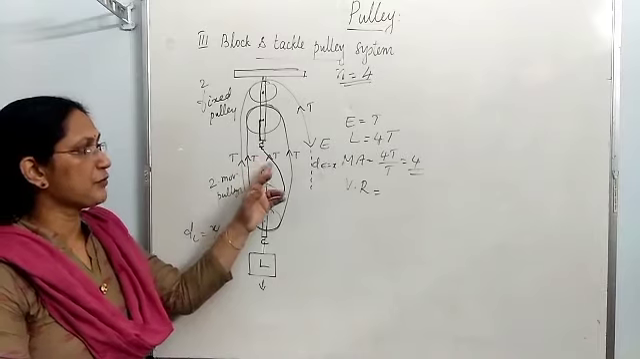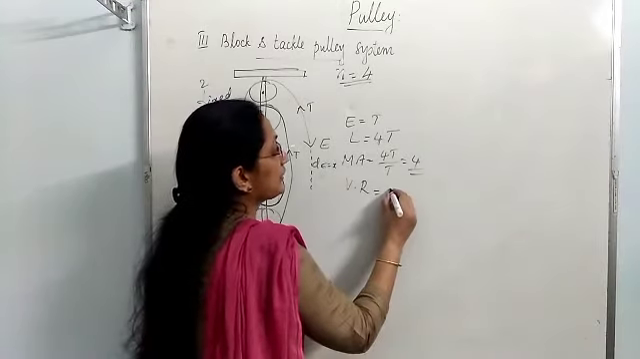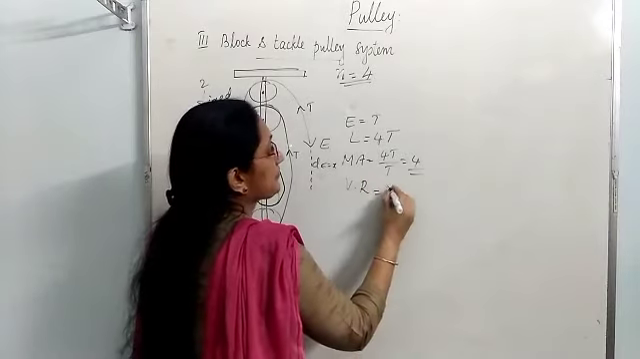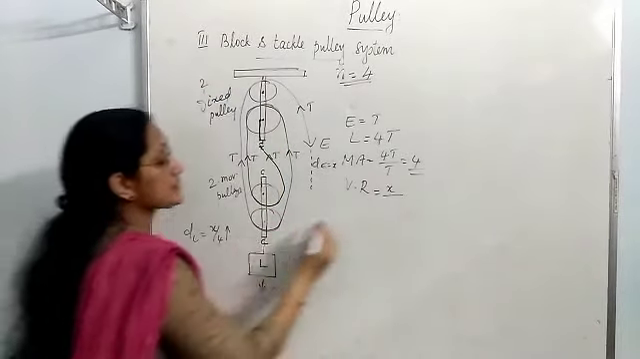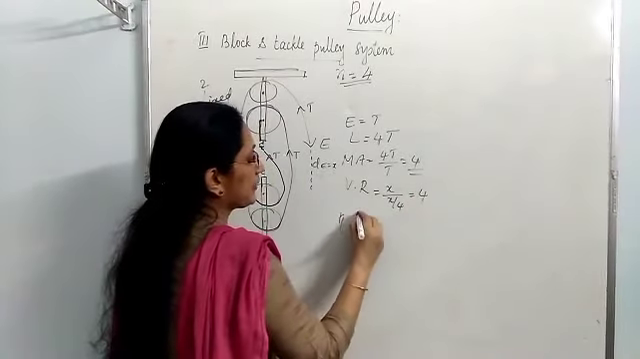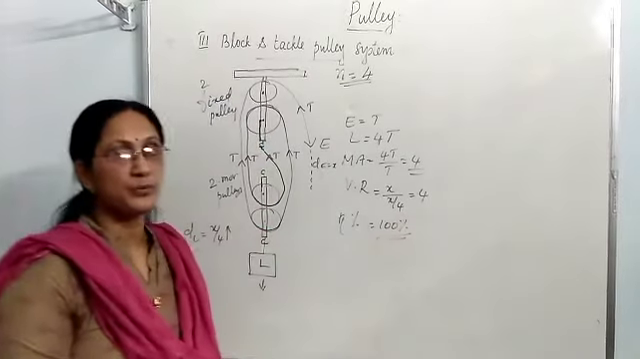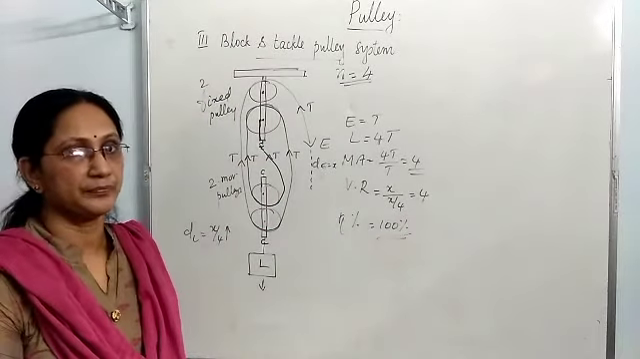The reason is there are 4 rope segments to support the load. So displacement of effort is X, displacement of load is X by 4. So answer is 4. Then if you find out efficiency percentage, you will get it as 100 because we have assumed it as an ideal machine.